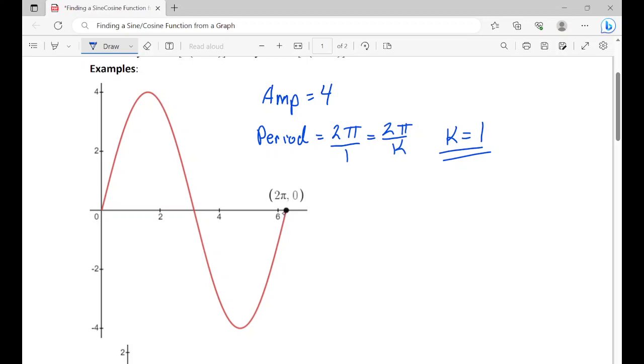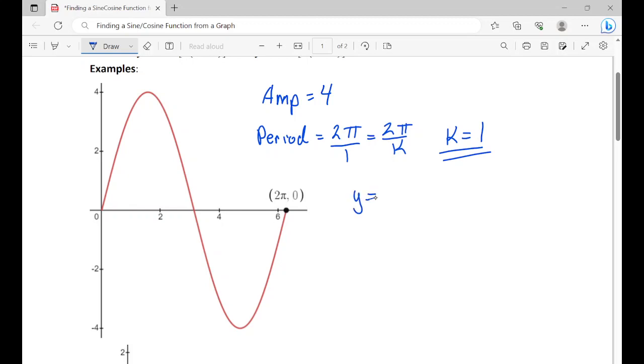And the graph has not been shifted because normally a sine function starts at 0 and ends on the x-axis. Cosine would start up here or down here depending on whether it's reflected or not. So since it's starting at the origin, I can comfortably say that this is a sine function. And since it's starting at 0, I can tell that there is no phase shift.